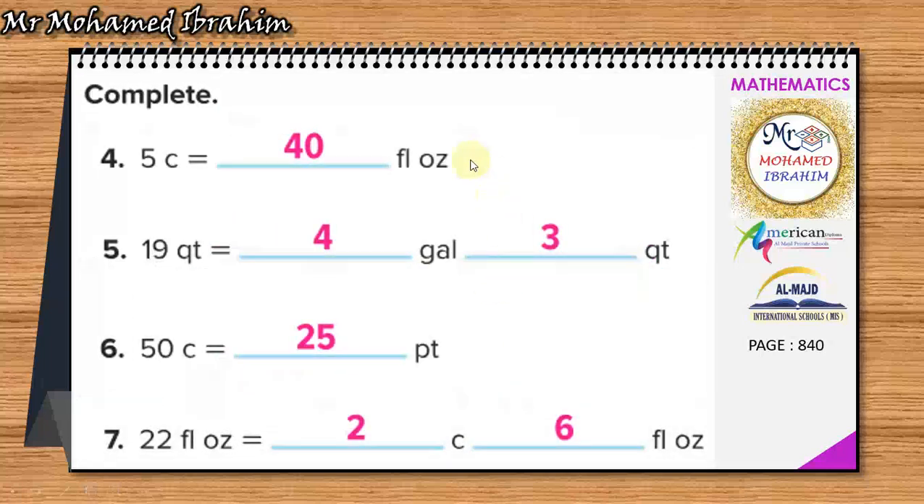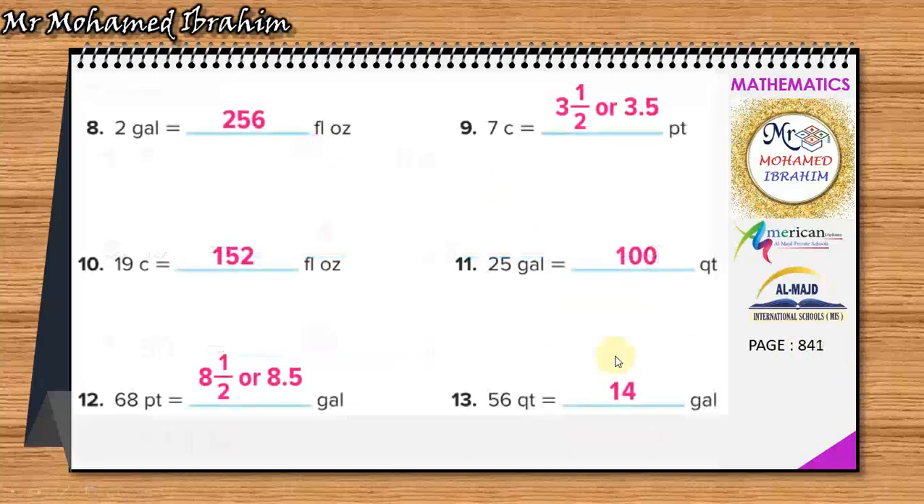I think there is a mistake in these math examples at page 841, in the file. Let's complete. Number 8. 2 gallons into fluid ounces. From greater to smaller, we multiply. We cannot get it directly. We need to do it in many steps.